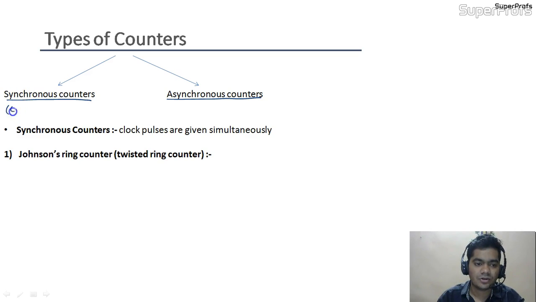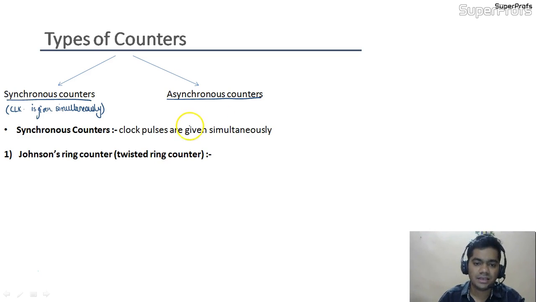Because here the clock pulse is given simultaneously to all the flip-flops. Clock pulse is given simultaneously, due to which all the flip-flops will be activated, or we can say that the output from all the flip-flops would be available at the same time.